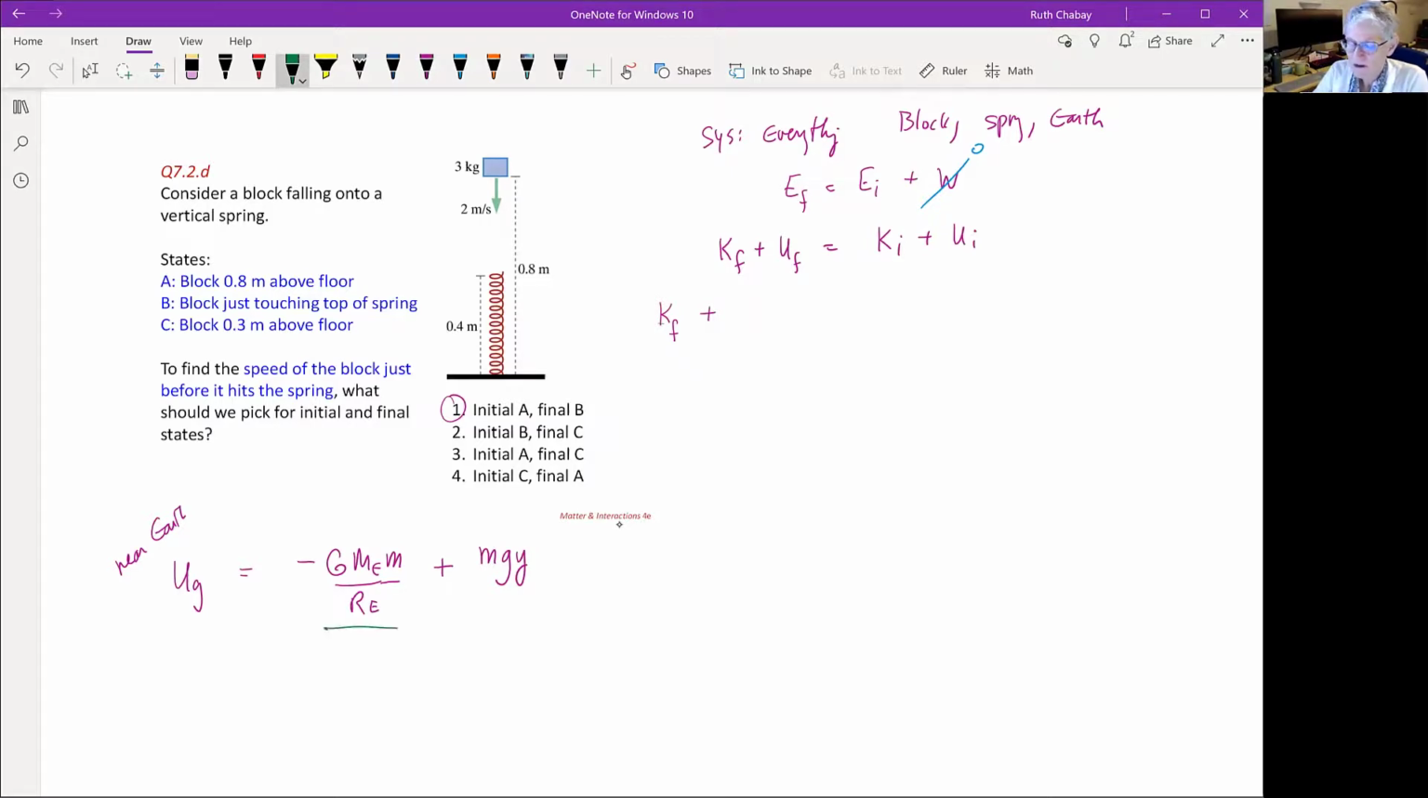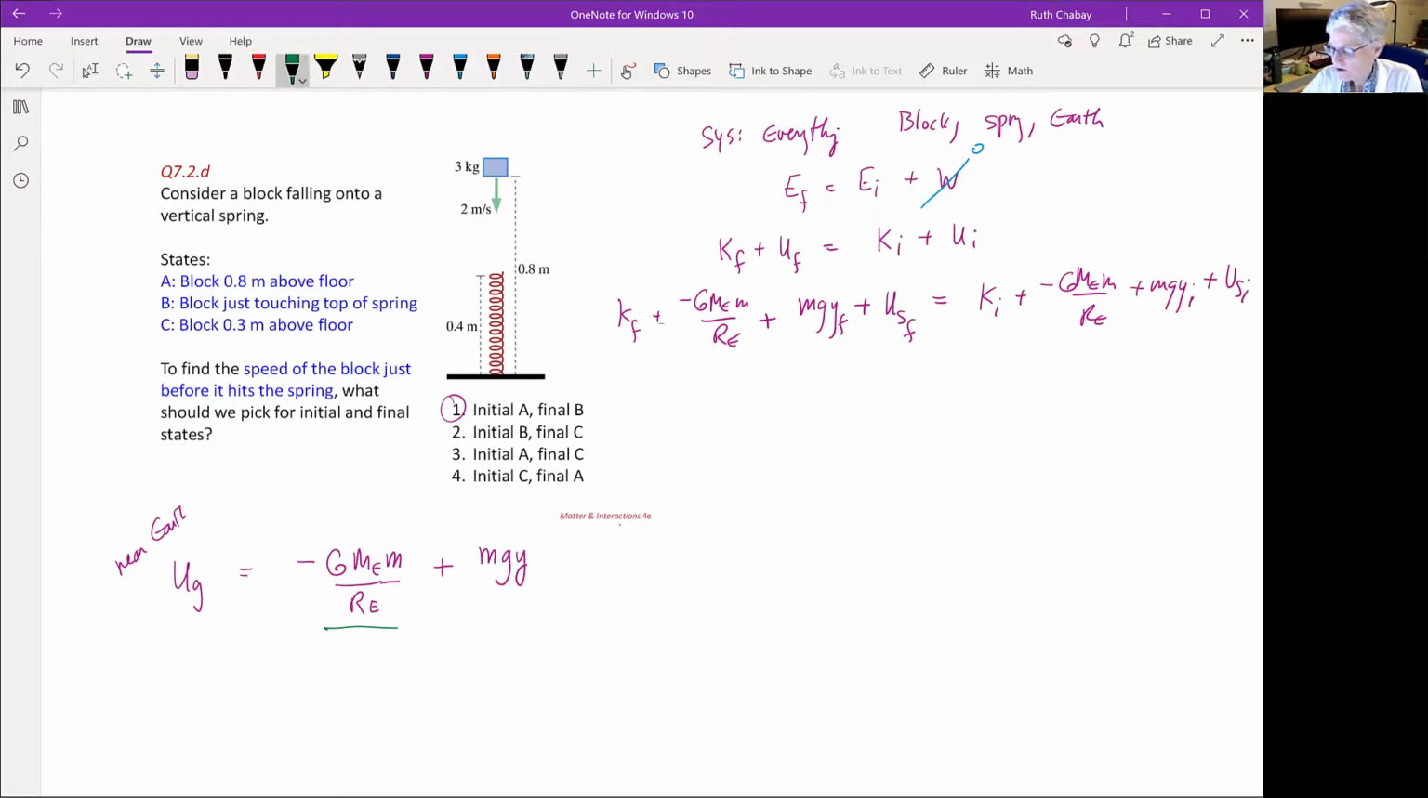And this first term is again going to be a constant that's not going to change. So we often don't even bother to put it in our equation. If we're compulsive, we can put it in the equation. So we can say K final plus a minus G mass of the Earth m over radius of the Earth plus mgy final plus the U spring final is equal to K initial plus a minus G mass of the Earth, mass of the object over the radius of the Earth, plus mgy initial plus U spring initial.